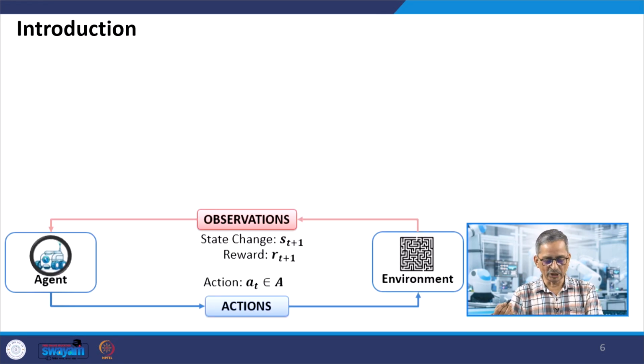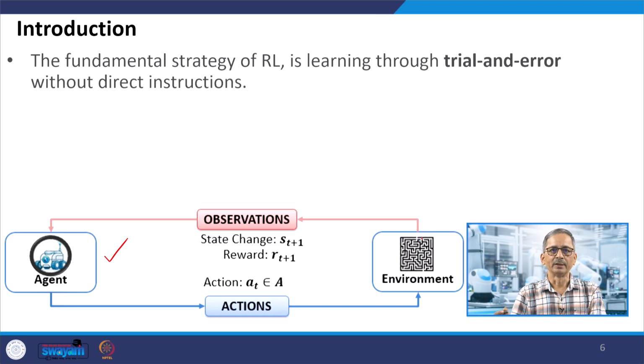We can explain the concept of reinforcement learning with this schematic figure, where we have an agent and we have an environment. The agent you can consider here to be a mobile robot, and the environment, let us take it to be a maze. Here the fundamental strategy is learning through trial and error, without direct instruction.